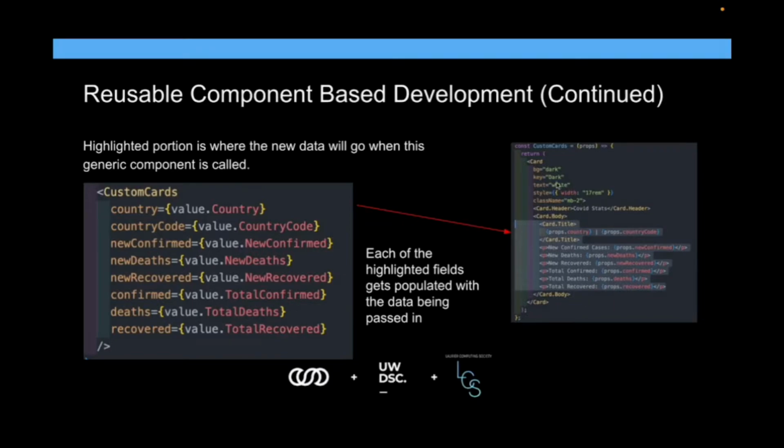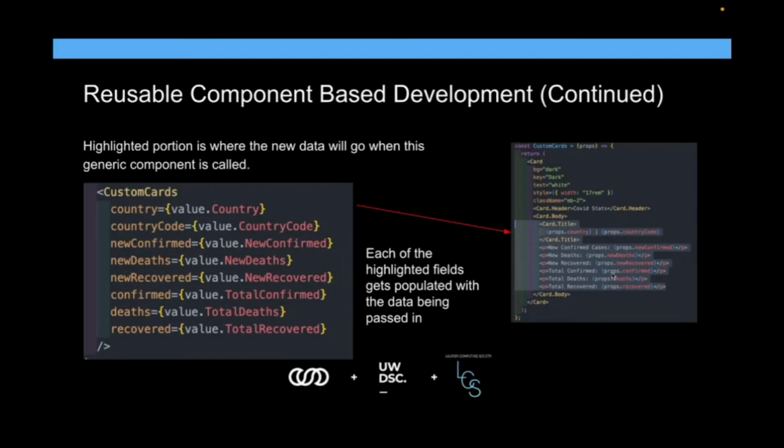First we have to make our component. This is the component right here that we're going to make. You can see that we have props over here. We have some default attributes, like the background that we want to be dark and the text. But what we want to focus on is the body. Over here we have the title, and you can see we have props.country to say that this is where the country is going to go, props.countrycode to say this is where the country code will go, and then new confirmed, new death, so on and so forth.